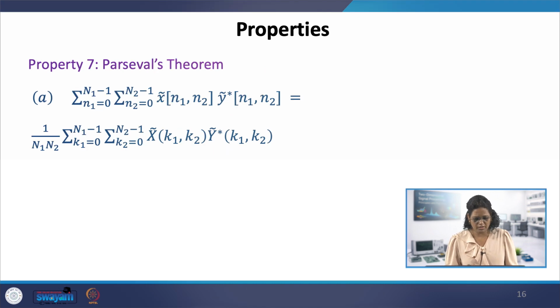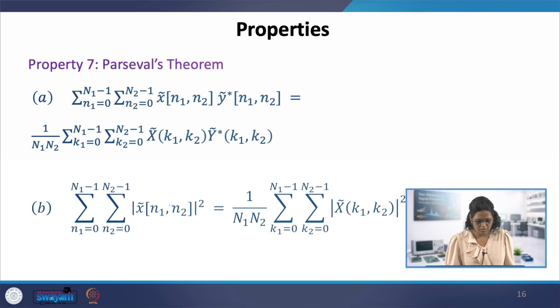Now, Parseval's theorem is important to know that energy is preserved in both the time domain and the frequency domain. The star implies the complex conjugate. Whatever the x and y, if you sum it over the two dimensions n1 and n2, the product also here will be equal. So this is also the energy being preserved.